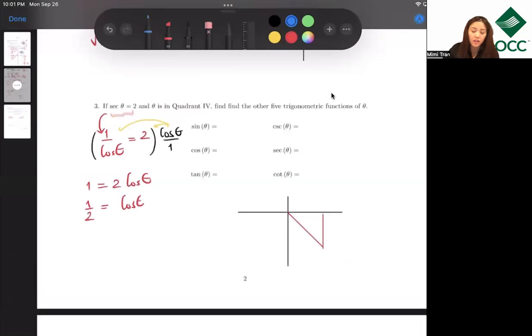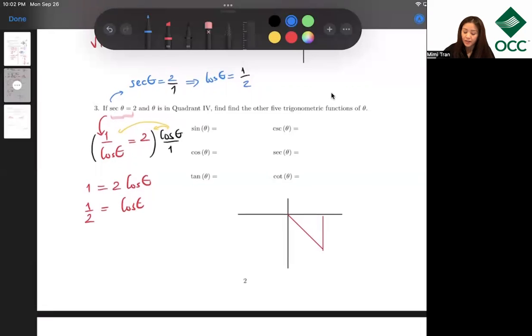Let me give you another explanation. If secant is equal to 2, or better yet 2 over 1, because cosine of theta is the reciprocal of secant theta, all you do is flip it. So cosine of theta is 1 over 2. Maybe that's a better explanation. Whichever way you like to understand it is fine. But the goal here is we're going to try to fill out all these 6 trigonometric functions. So cosine is 1/2.